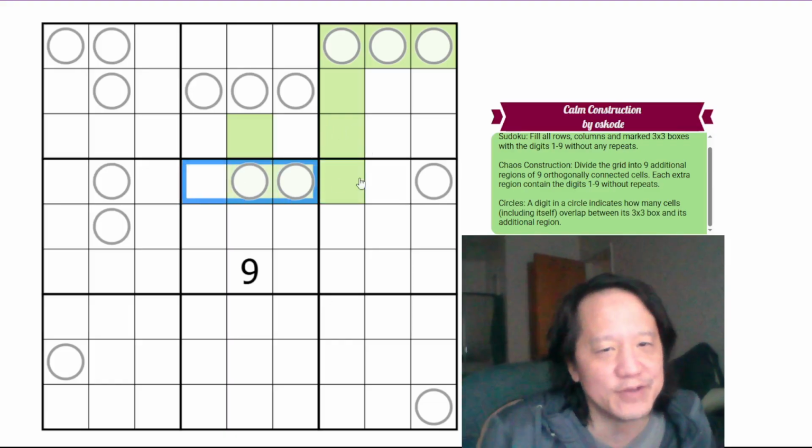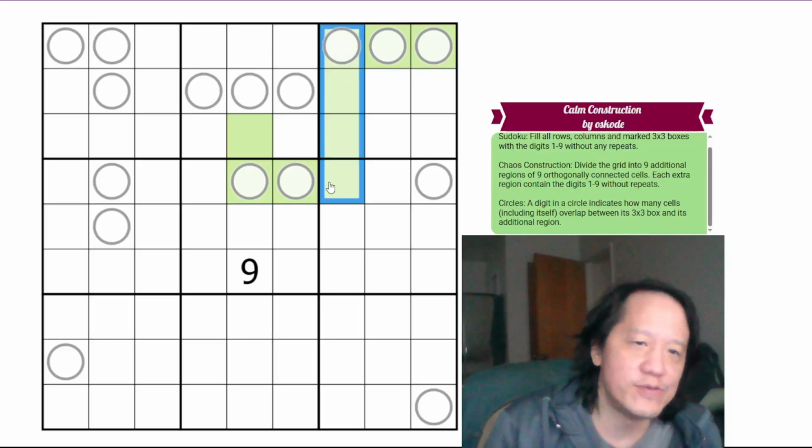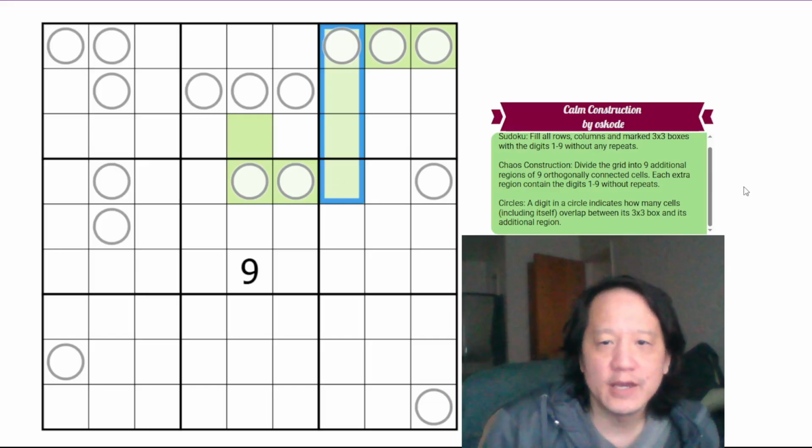Obviously, this cannot be a valid region because of that. Anyways, those are all the rules. If you'd like to play along, there's going to be a link in the description. And now, I'm going to get started.